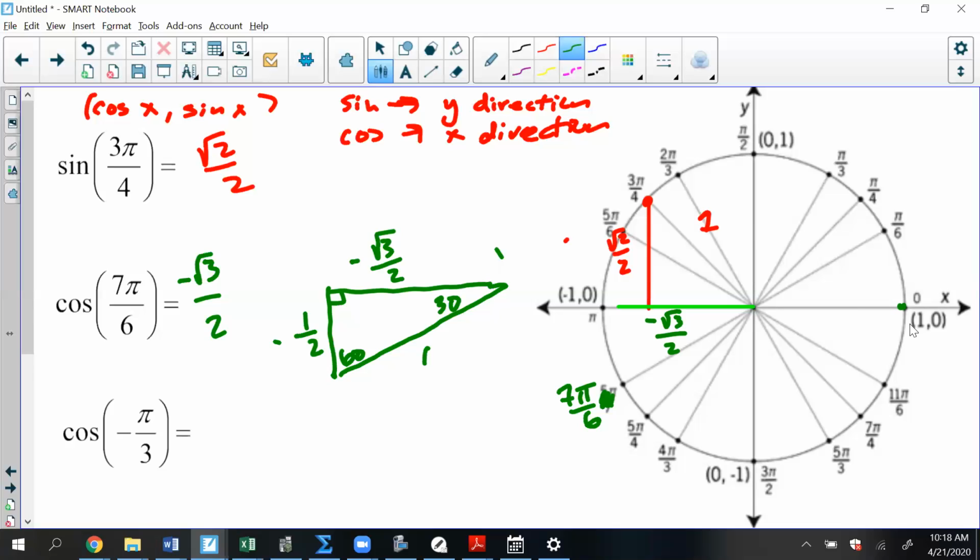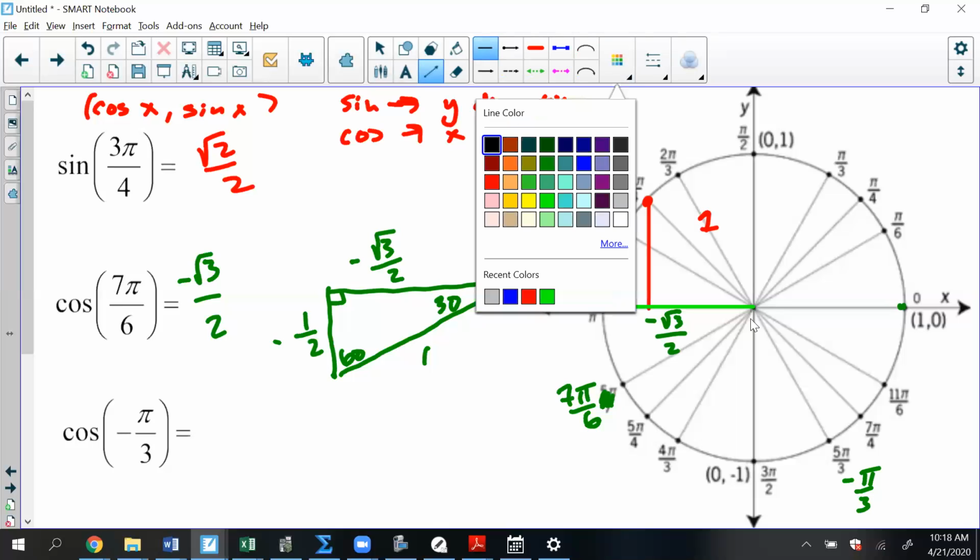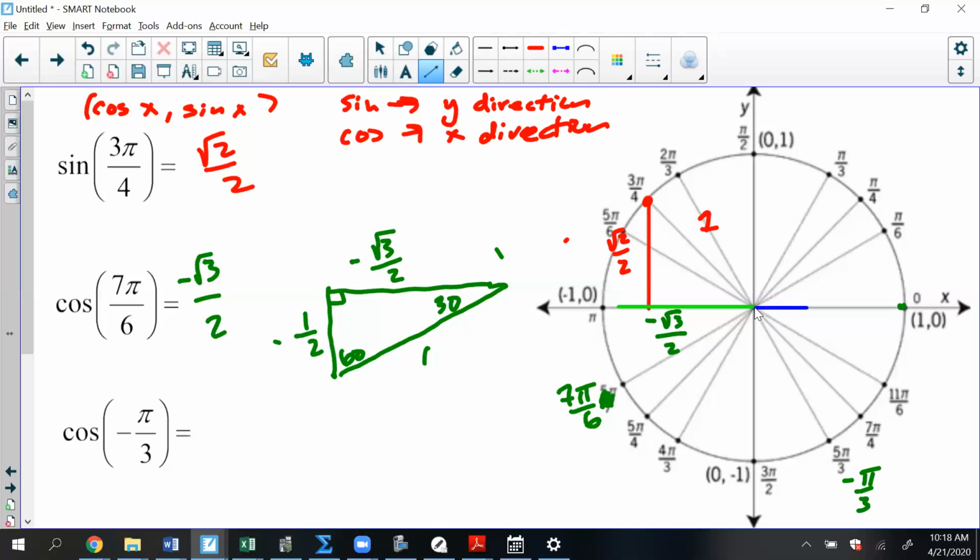So pi over 3 is 60 degrees. So actually, it lands on the same spot as 5 pi over 3. So this is the same location as negative pi over 3. So again, it's asking me for cosine. We'll make this one blue. So we'll go blue, x direction to about there, I'd say.